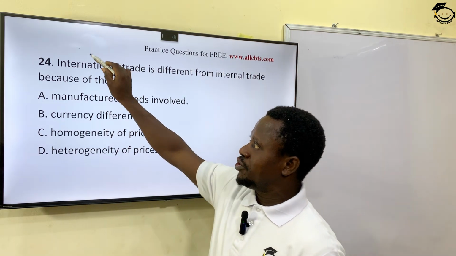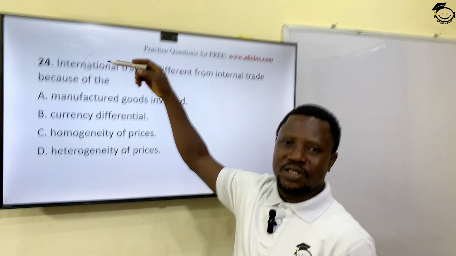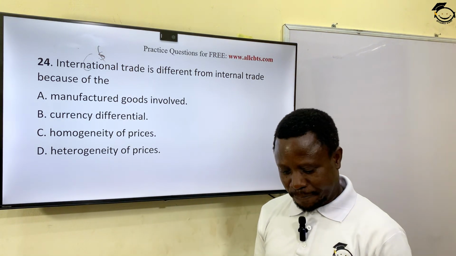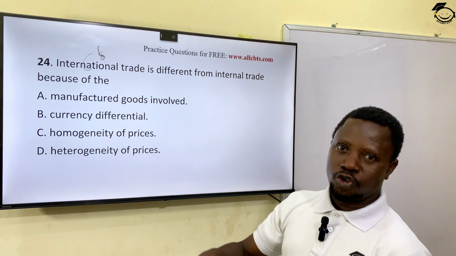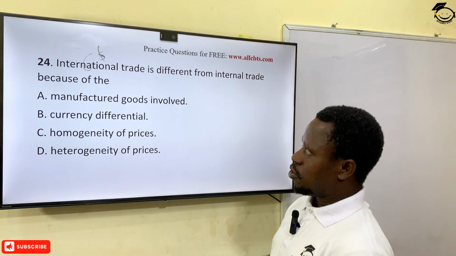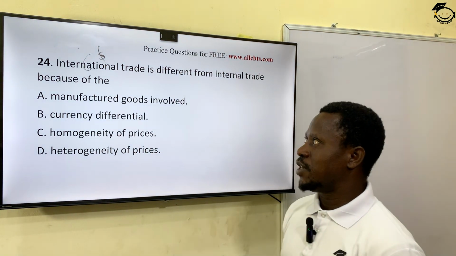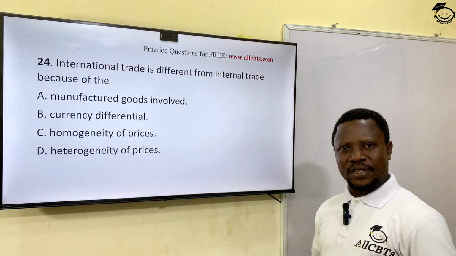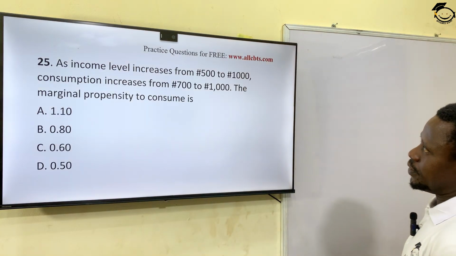Because when you engage in international trade, you exchange currencies, right? Particularly, there's a medium of international trade, which is dollar. Dollar is the most common currency used for international trade, okay? Except it is specified by the partnering nation. If it's European countries, they have their own euro that is spent. But commonly in Africa, most of the time, the medium of exchange in international market is dollar. All right? So currency differential. But if it's internal trade, these local currency are being put to use. Option B is the most correct answer. Let's see the next one.